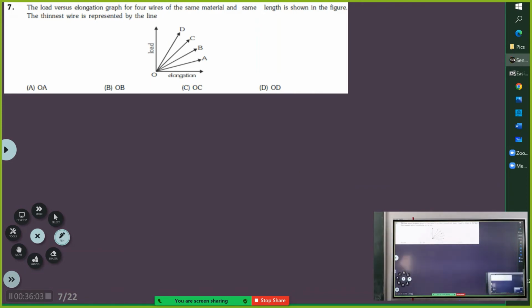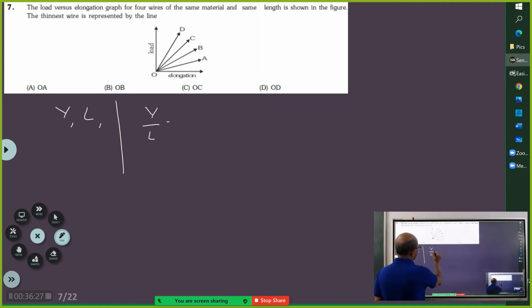Load versus elongation graph for 4 wires of same material. So same material means Young's modulus is constant. The 4 wires are of same material and same length. The original length is also same. Then I show you the thinness of the wires. That is, you have to get the area. So again here Y by L is constant, and the force F divided by A into delta L, again this is the constant.